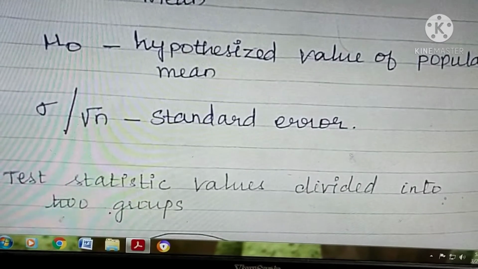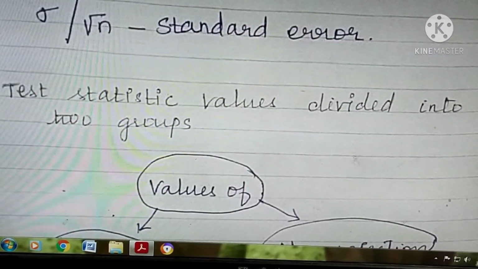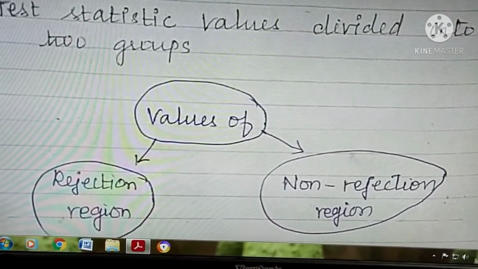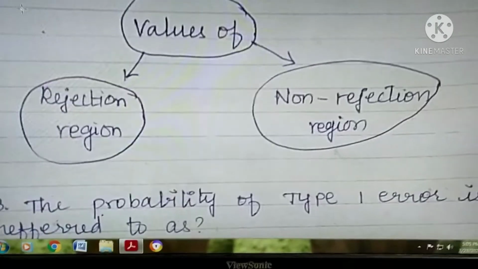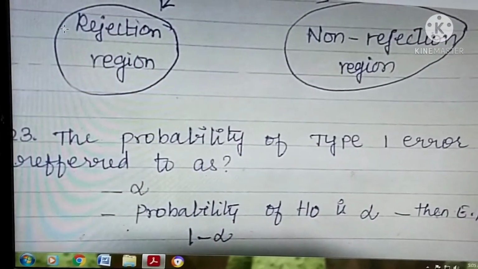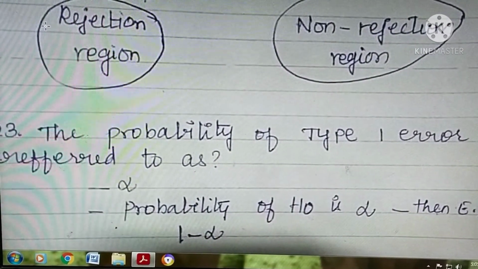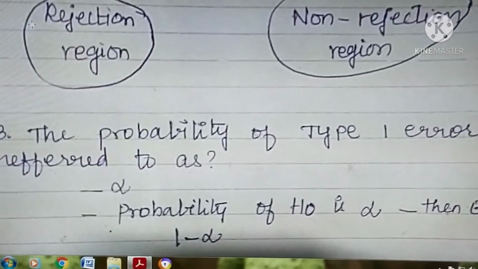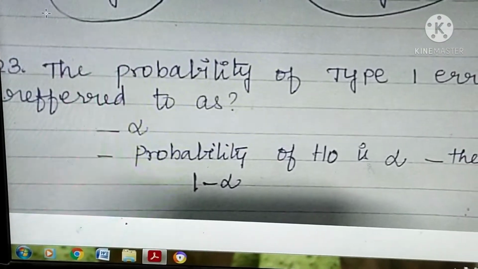Test statistic values are divided into two groups. So the value of test statistics falls in either the rejection region or the non-rejection region. The probability of type 1 error is also referred to as alpha, and the probability of no error is denoted by 1 minus alpha.